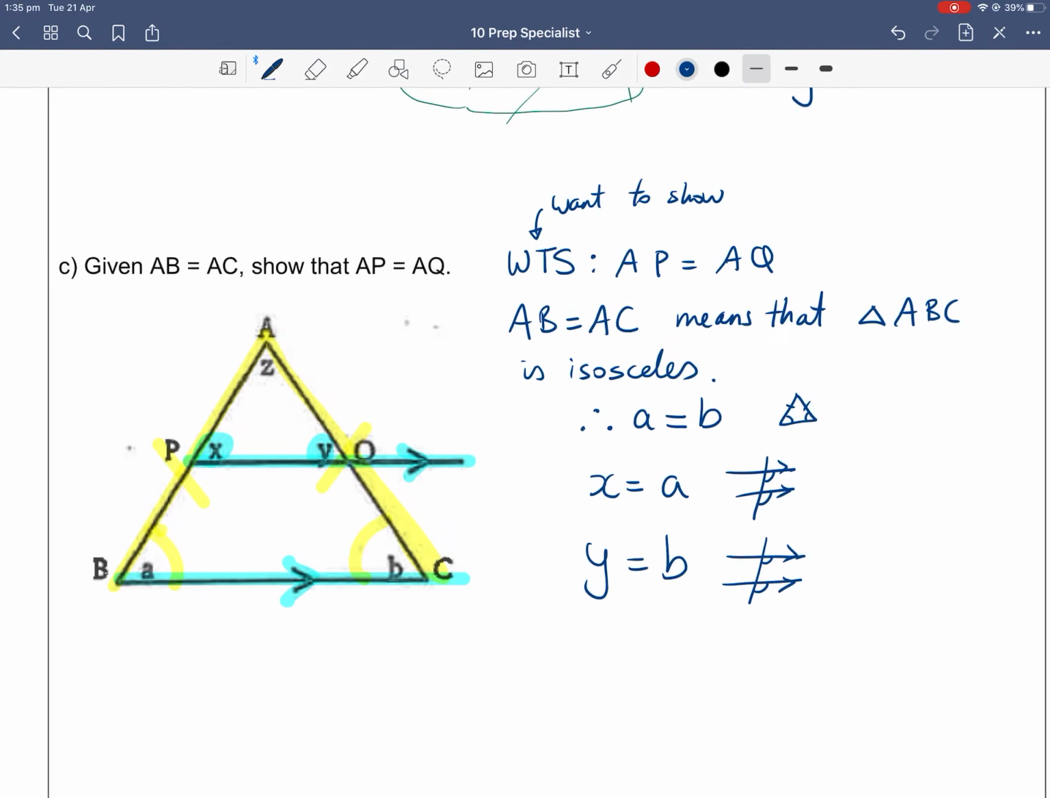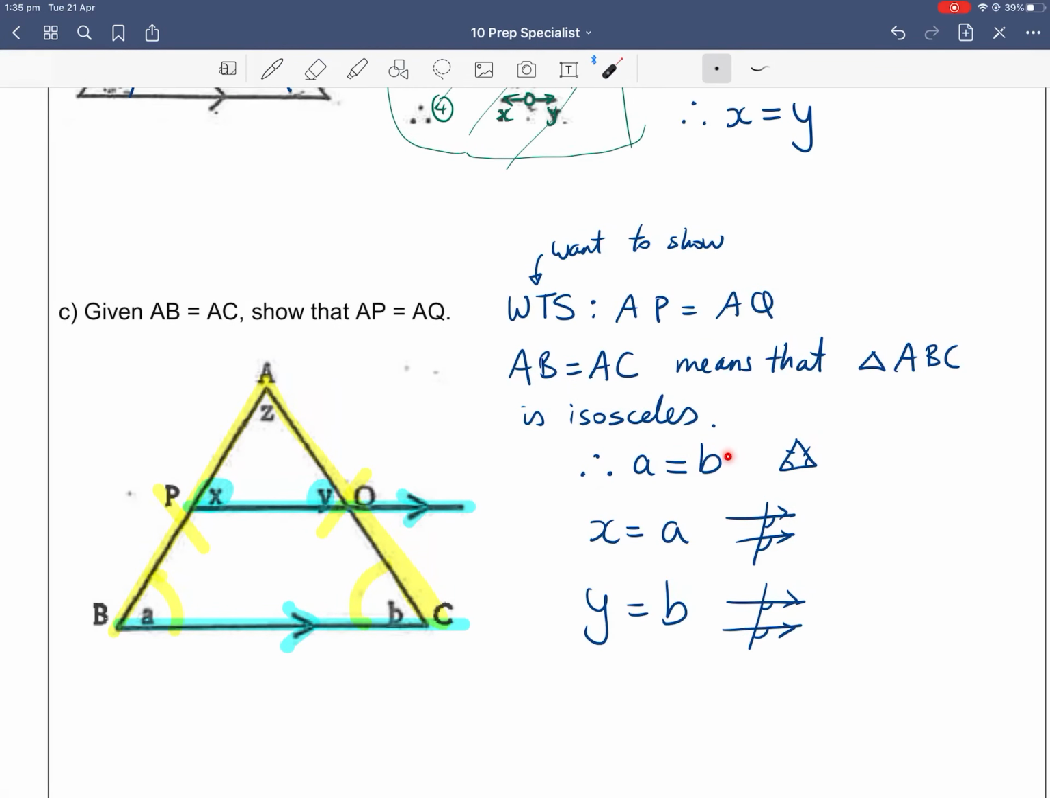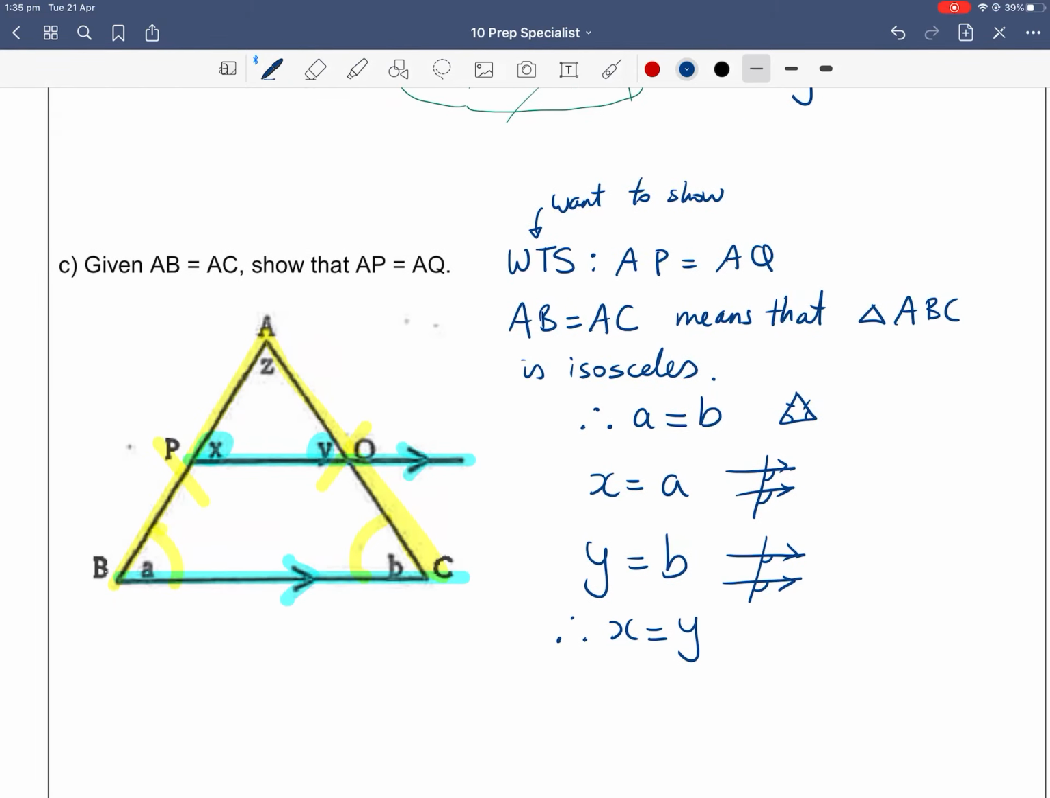So we figured out that A is equal to B, but A is also X and B is also Y. Replacing A with X and B with Y, we get that X equals Y. Well, that's cool. What does that mean for us in terms of AP and AQ and angles X and Y? Let me highlight in a different color. AP is that side there and AQ is this side here.